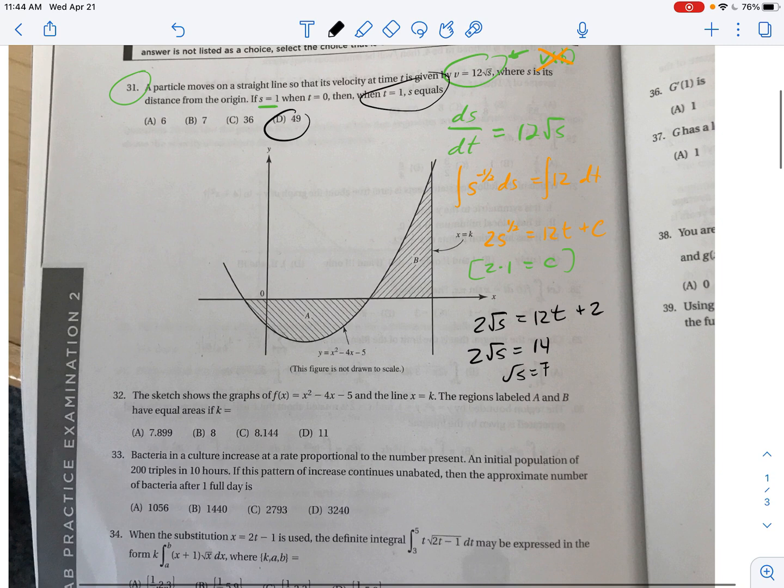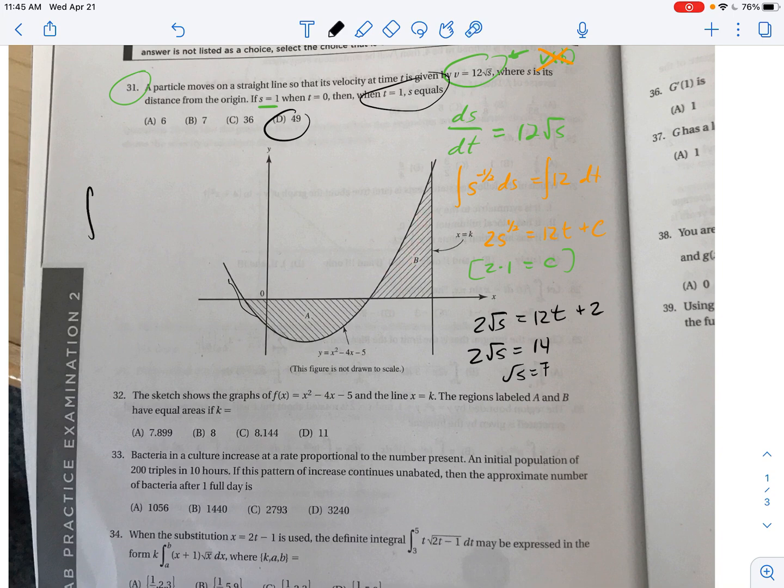For number 32, we're told that this sketch shows the graphs. So we have the graph of this parabola and a vertical line at x equals k. When do these regions have equal areas? So these regions have equal areas if the integral of this function is 0, because this area counts negative in an integral, this area counts positive.